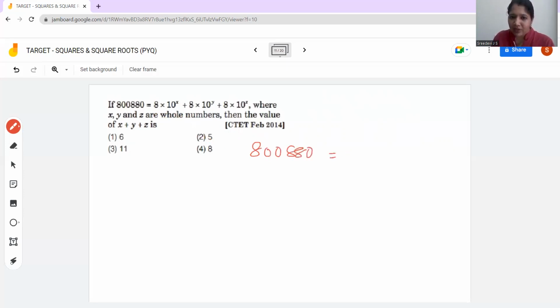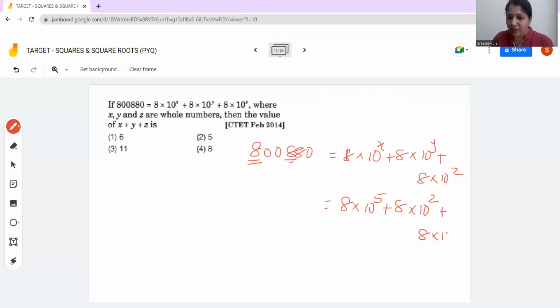So 8,00,880 can be written as 8 into 10 to the power x plus 8 into 10 to the power y plus 8 into 10 to the power z. So here, what are the values of x, y, and z? The first 8 is in the place of lakh. A lakh has 5 zeros, so 5 is the power. So we'll be getting 8 into 10 to the power 5 plus, the next place value is the hundreds place, so 8 into 10 to the power 2 plus 8 into 10 to the power 1.